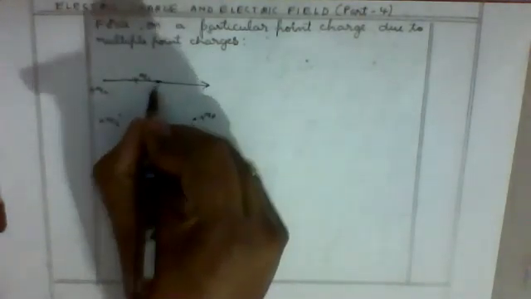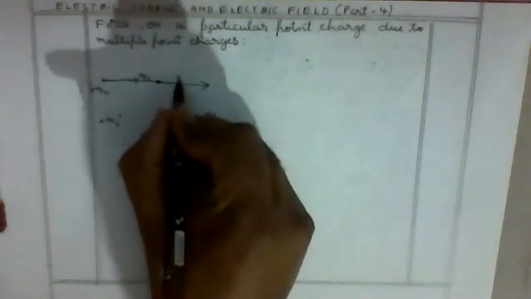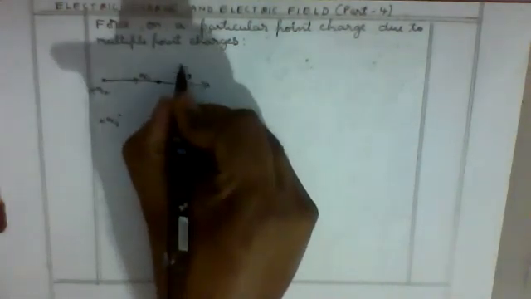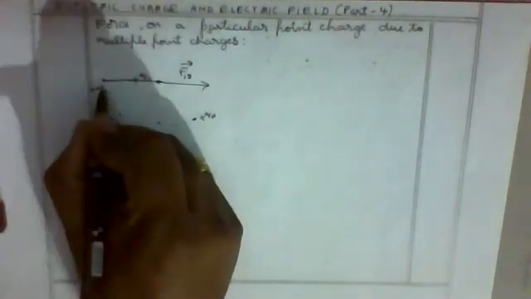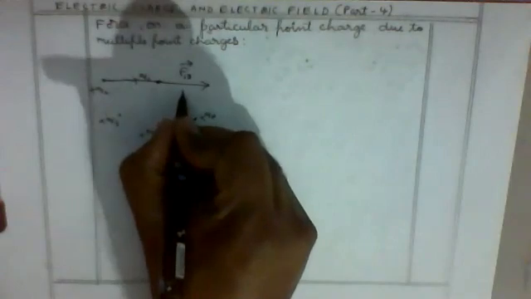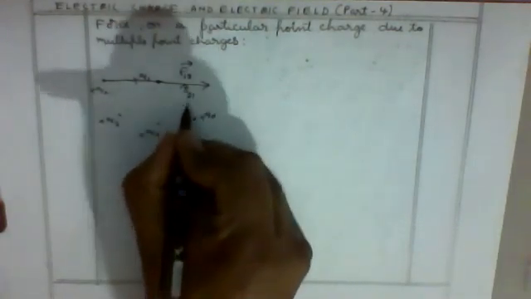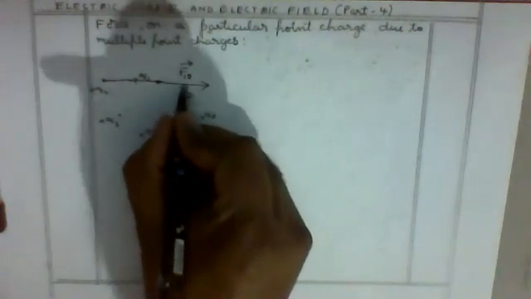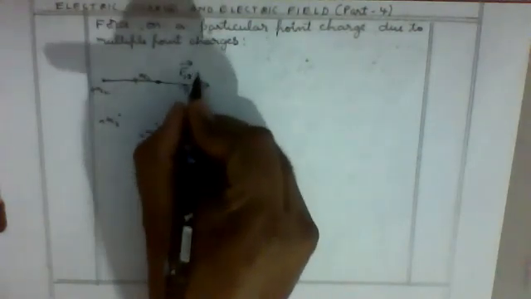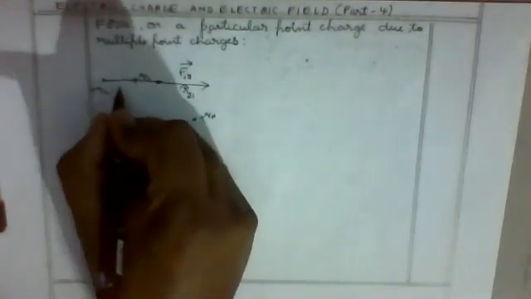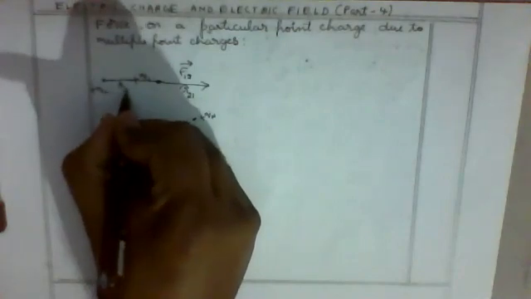Force acting on plus Q1 due to plus Q2, that is F12 vector. It is directed from Q2 to Q1. So the unit vector is R21 cap. R21 cap is a unit vector that indicates the direction of F12 vector, that is from Q2 to Q1. The distance from Q1 to Q2, let us consider, is R21.